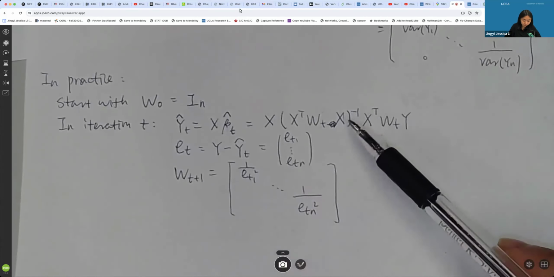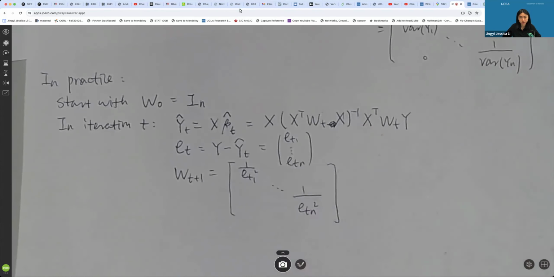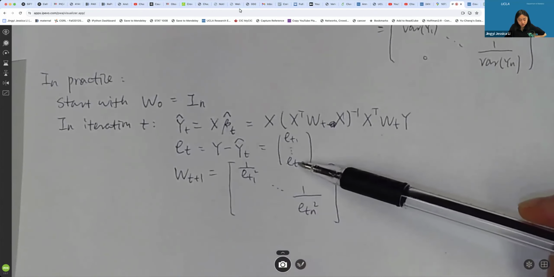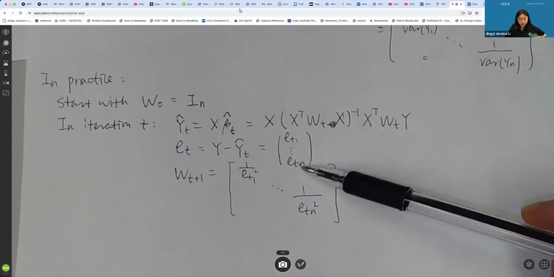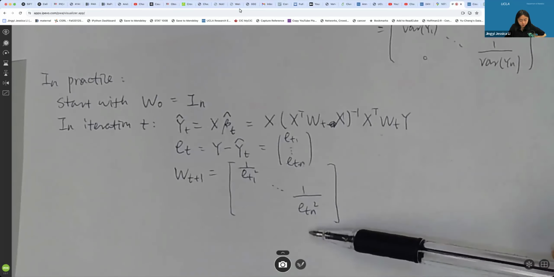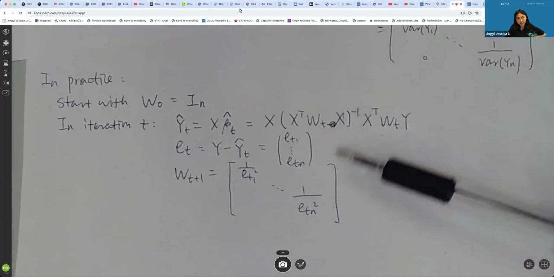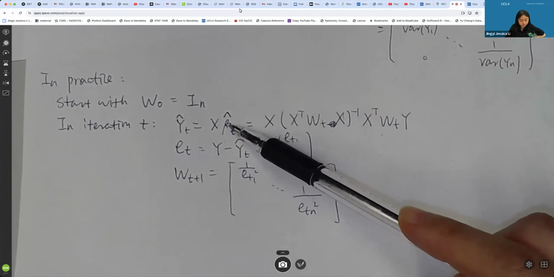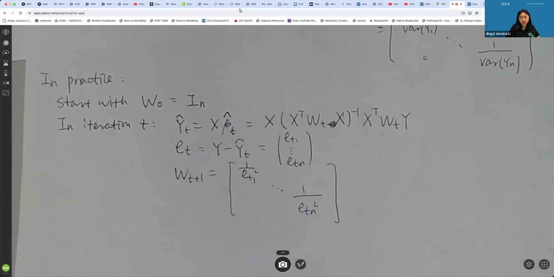So basically, what essentially happens in this weighted least square is that if an observation has a particularly large residual in the current iteration, then it will have a very small weight in the next iteration. So this weight will be very small, so it won't influence the beta hat estimate as much. So this is the weighted least square if you believe that heteroscedasticity is your concern.